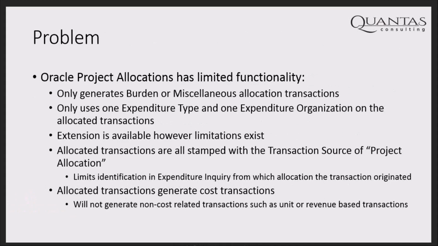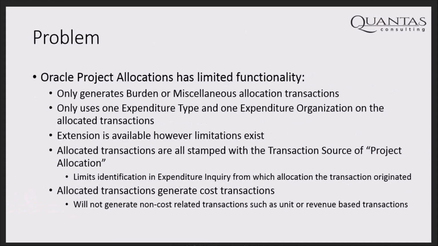So the basic problem we're trying to solve here is Oracle projects, the allocation procedure, only allows you to generate allocation transactions with a burden or miscellaneous expenditure type class. So when you create that automated entry, even with the standard functionality, it's going to just generate your burden or miscellaneous allocation. So if you need to stamp those transactions with a usage or a time card, standard process doesn't do that.